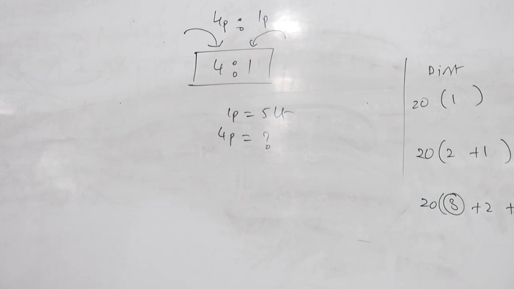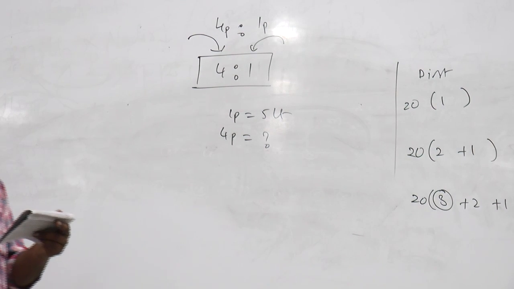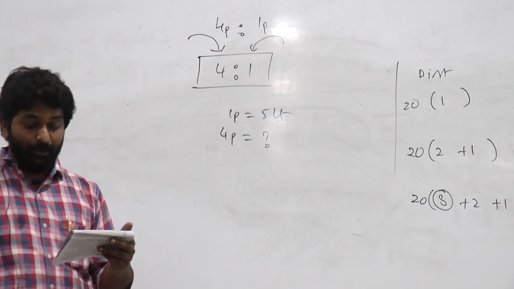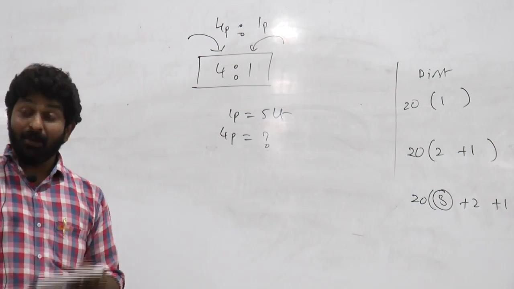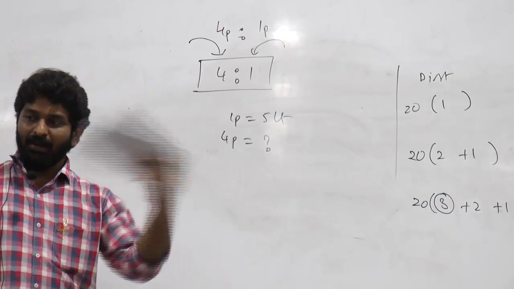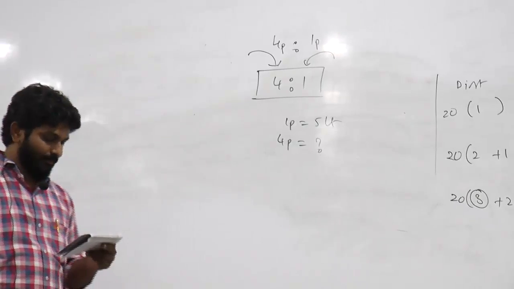Right? Next, quantity 2 is 20, whereas quantity 1 is 31. Quantity 1 is more than quantity 2.